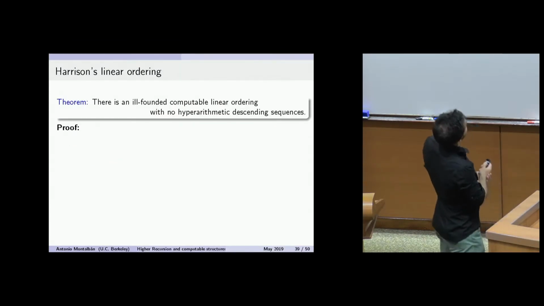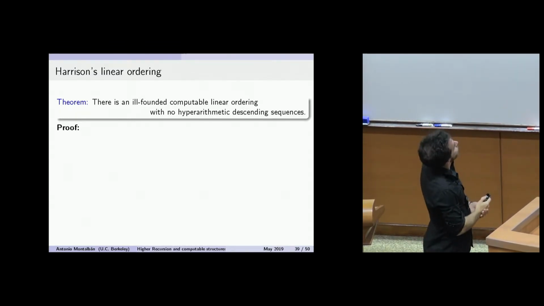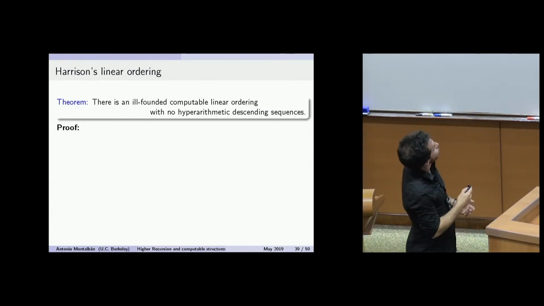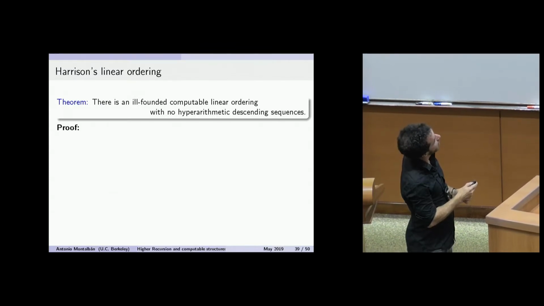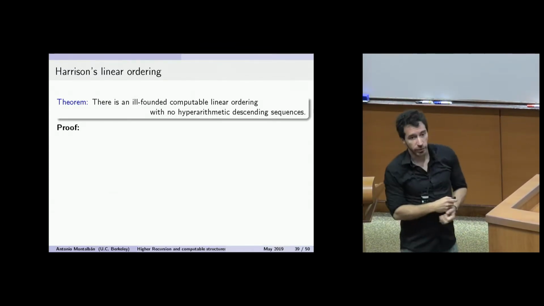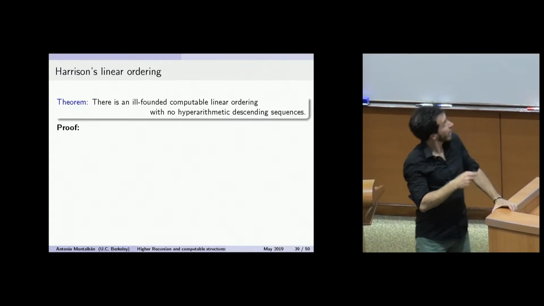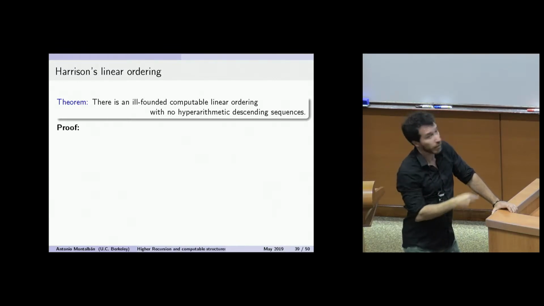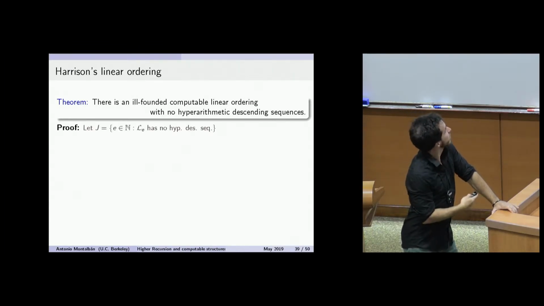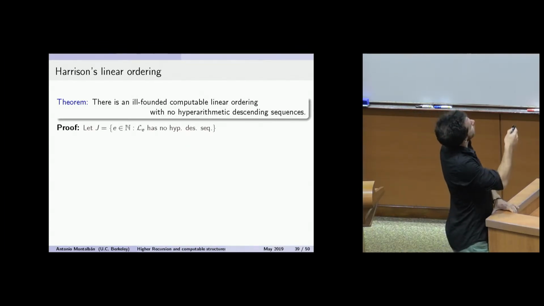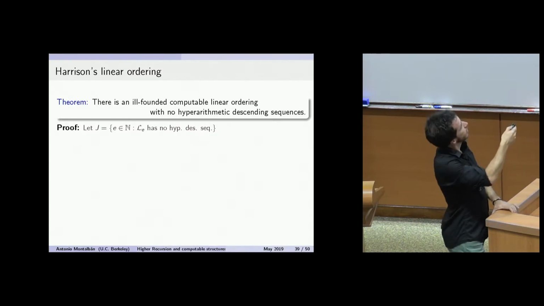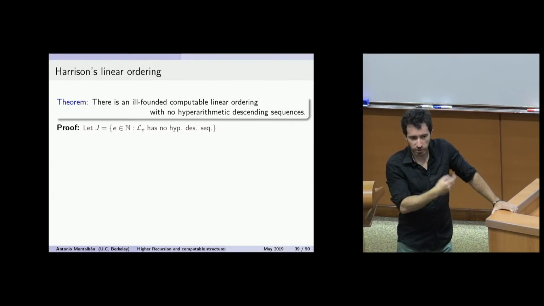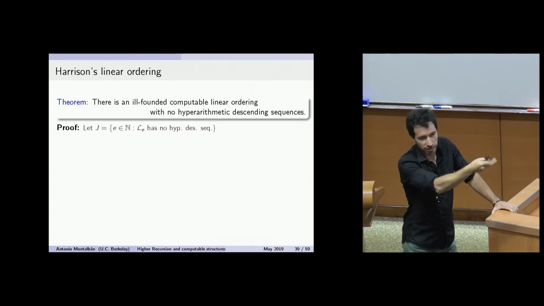Okay, so I'm going to need that theorem for this theorem. This is when the overspill arguments start to become interesting. There is an ill-founded computable linear ordering that has no hyperarithmetic descending sequences. So the linear ordering itself is computable, but no descending sequence is even hyperarithmetic. The proof is the same proof that we've been doing so far. Consider all the indices for computable linear orderings which have no hyperarithmetic descending sequences: for all hyperarithmetic sequences, it is not descending.